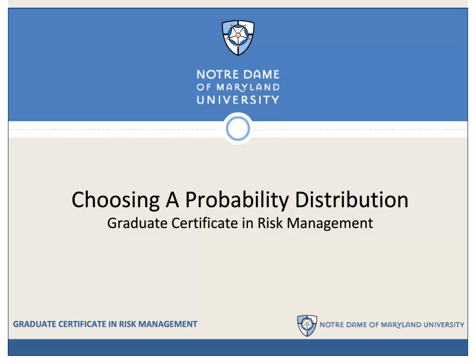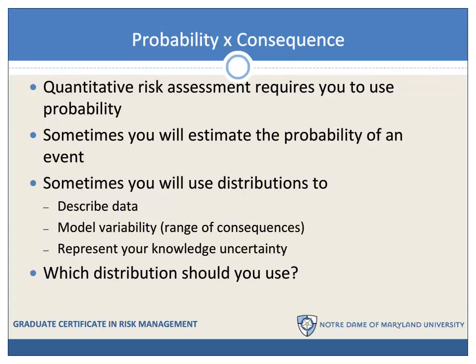This video is the first in a series on how to choose a probability distribution. Let's begin with our conceptual risk equation. Risk equals probability times consequence. It's clear that if you're going to be doing risk assessment, you're going to have to be able to handle the probability dimension of the risk. Quantitative risk assessment requires you to use probability directly.